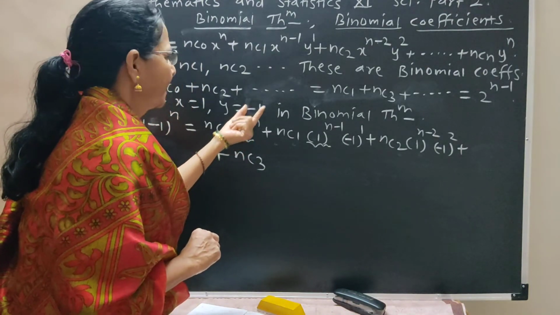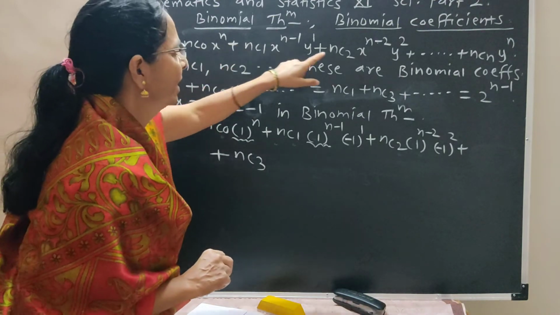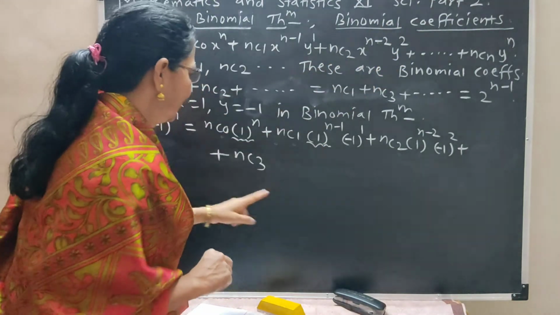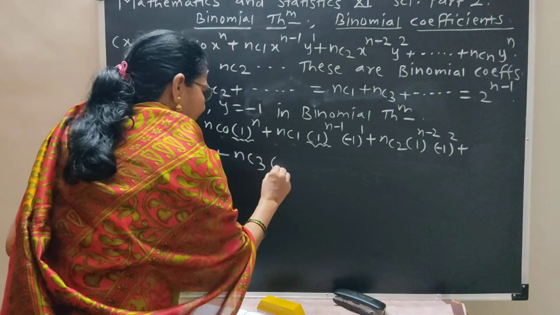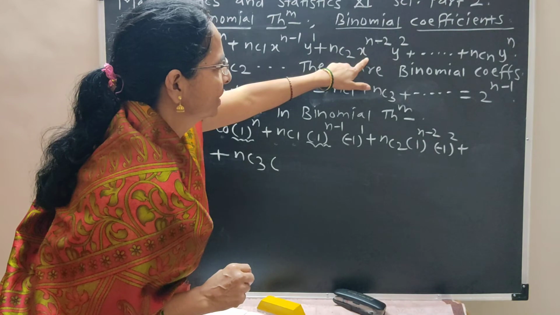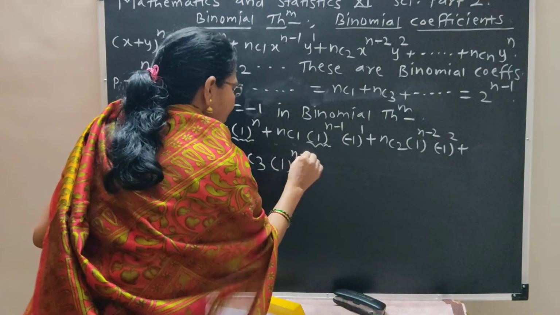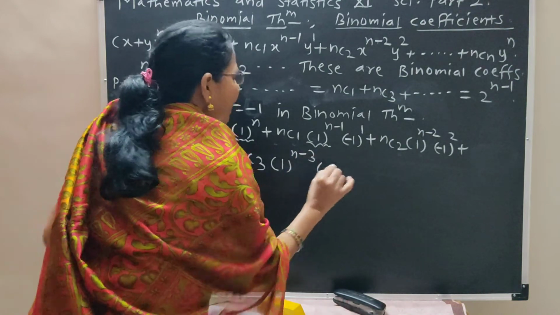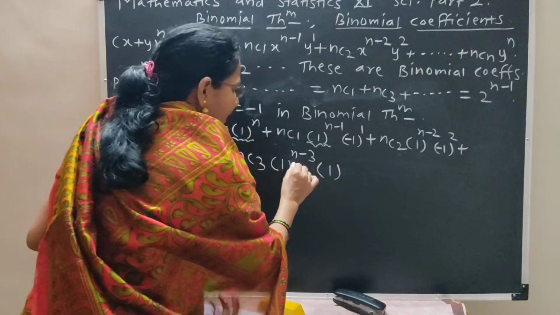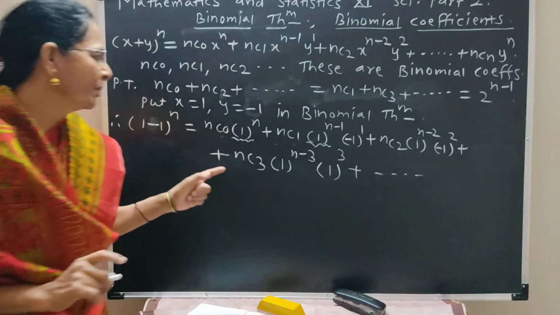x raised to n is there. Here we want to put nC0, nC1, nC2. We now want to write the next term, nC3. Here nC3, x raised to n minus 3. x is 1, so 1 raised to n minus 3. y is 1, so 1 raised to 3. Similarly, dot dot dot.